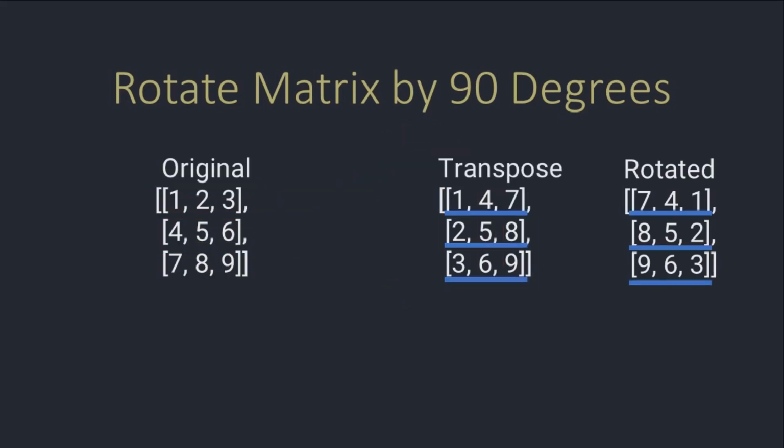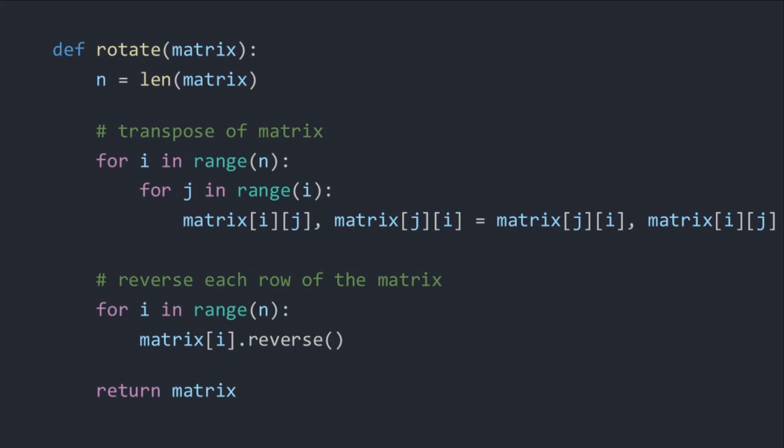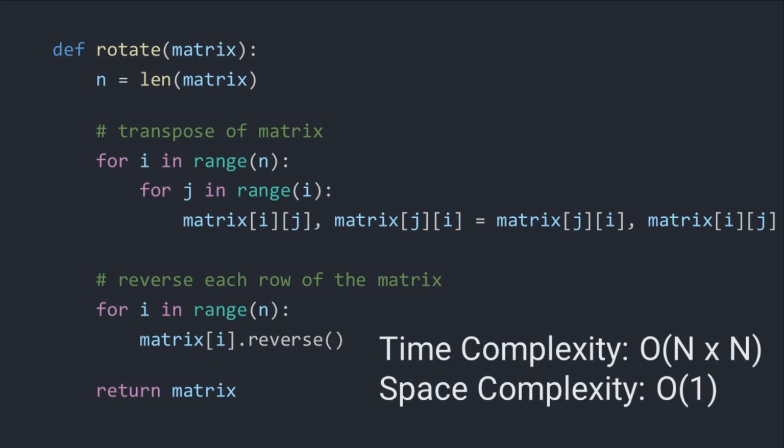If you observe, the only difference between them is that in the transpose, all the rows are reversed as compared to the rotated matrix. So if after transpose we reverse each row, we have arrived at our solution. In simple words, the solution is first transpose the matrix, then reverse each row. The time complexity is still n cross n and the space complexity is O(1).